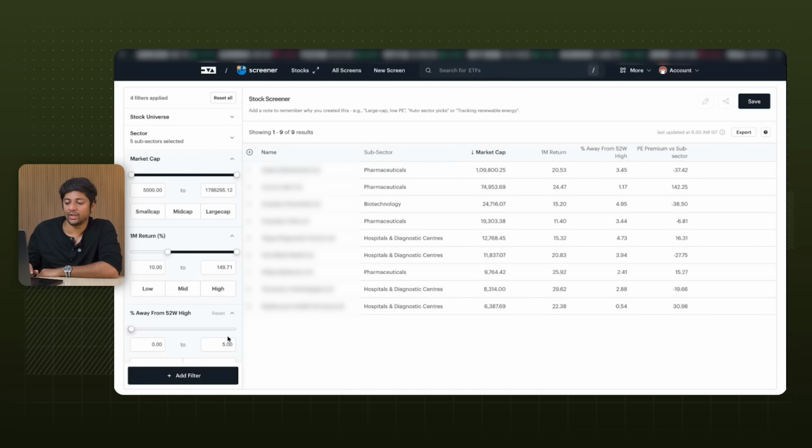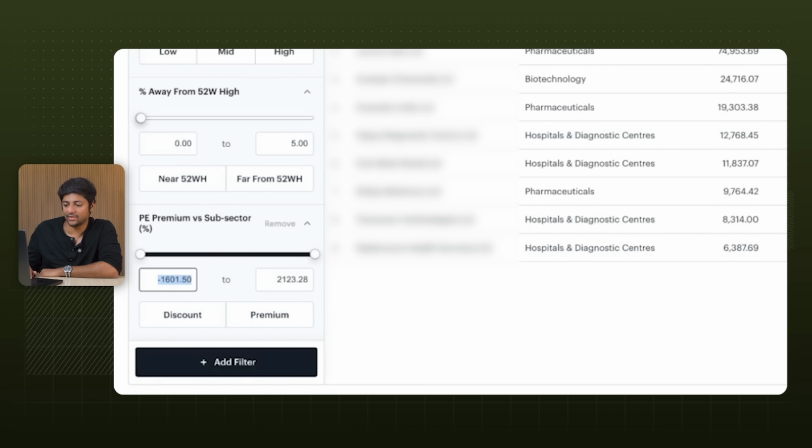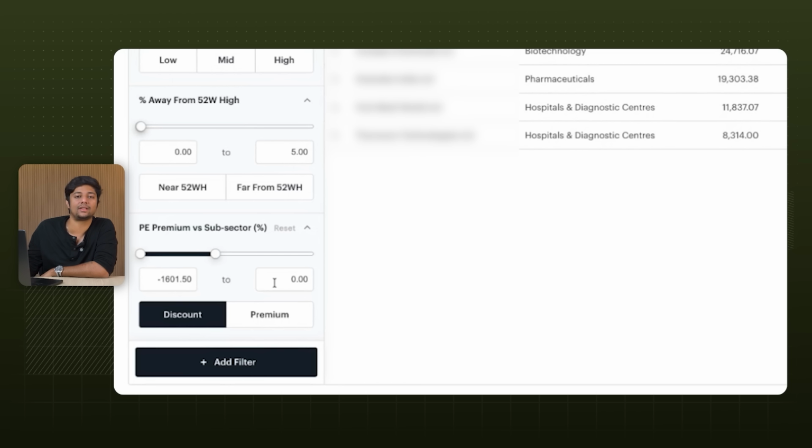That is what I am looking at. Okay, so if I do subsector, I will keep this here. I will say I want discount. Discount means it will show everything that is discounted to the subsector. So out of 9 companies, now I'm down to only 5 companies.